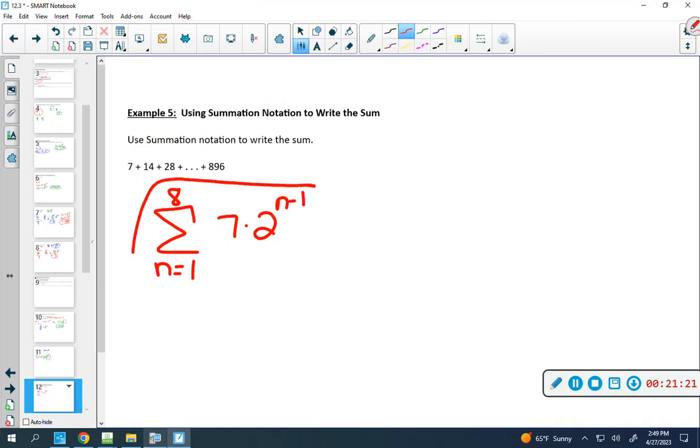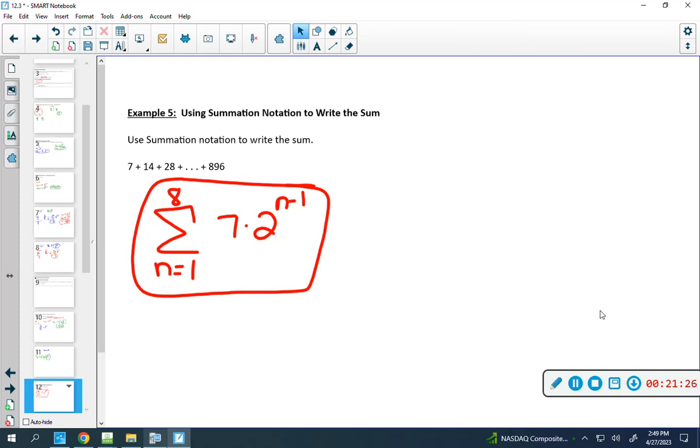No, it was already set up. Notice it just says to write the sum. It doesn't actually ask you to find the sum. It just says to write the sum. Okay, so you don't have to do anything.